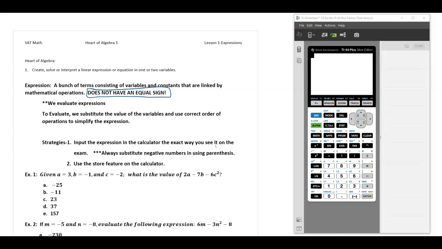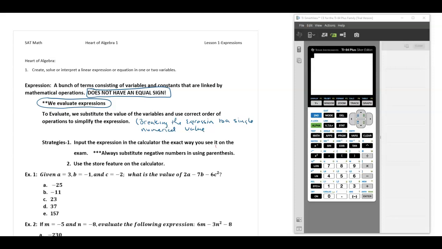And the one thing in the directions you'll notice, it won't say solve, it'll say evaluate or simplify the expressions. Now, when we evaluate an expression, what we're basically doing is we substitute the value of the variables, and then we use correct order of operations to simplify the expression. We're basically breaking the expression down to a single numerical value. And that's important to know.